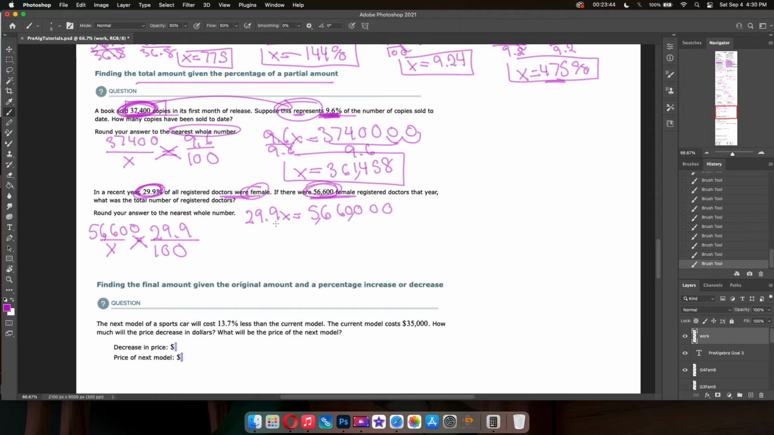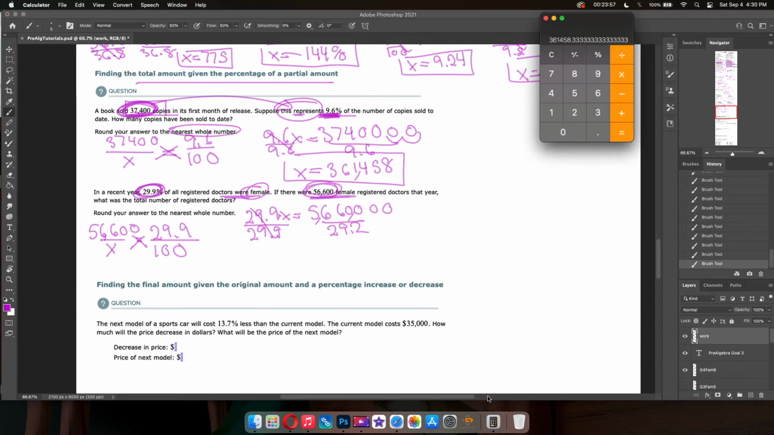5,660,000. Jiminy Cricket. That's multiplication. The opposite of multiplication is division. So divide by 29.9. Divide by 29.9. Oof. Wish me luck. Please, calculator, be nice for me.